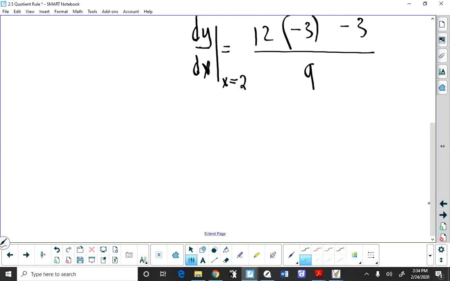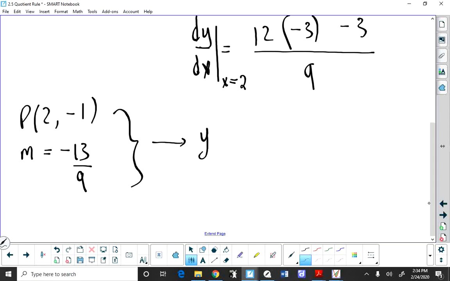Okay. Okay, so here's where we're at. The point is 2 comma negative 1. The slope is negative 13 ninths. We put it into our point slope formula and get y minus negative 1 equals negative 13 ninths, x minus 2. Personally, I would just multiply both sides by 9. What did I do? It's 13 thirds. 13 thirds. Thank you.